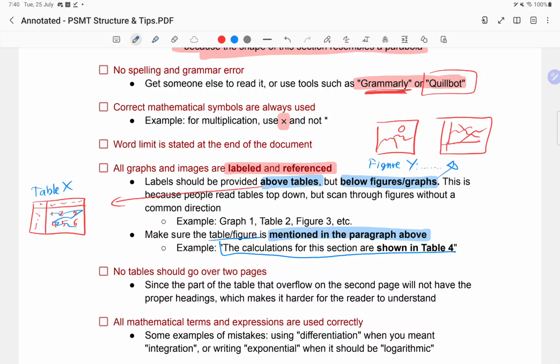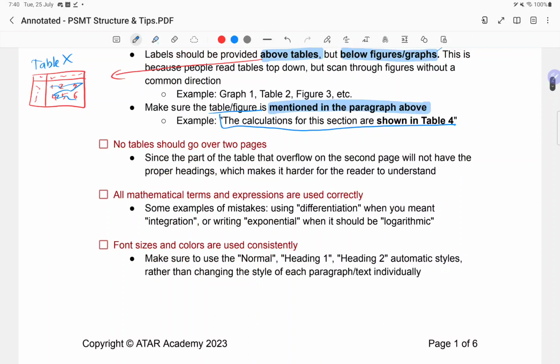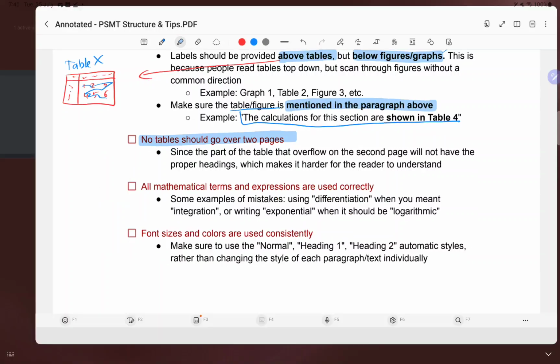The figures and tables are only there to support what you are saying in the text. So the paragraphs are more important. They are the things that I read first before I see the other stuff. Okay? All right? No tables should go over 2 pages. Some teachers will be okay with it. I'm not okay with it. I'd rather you rearrange your content so that the tables fit in 1 page.